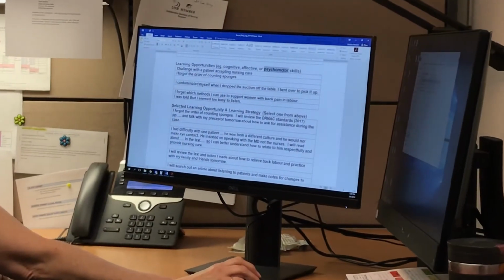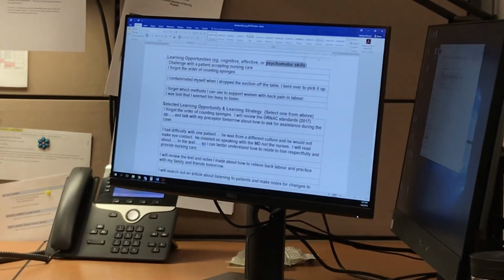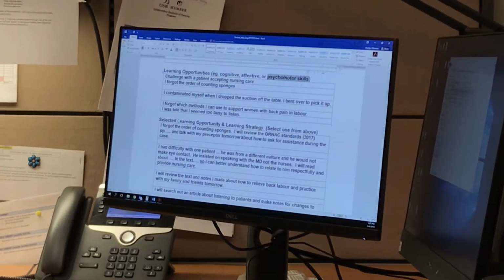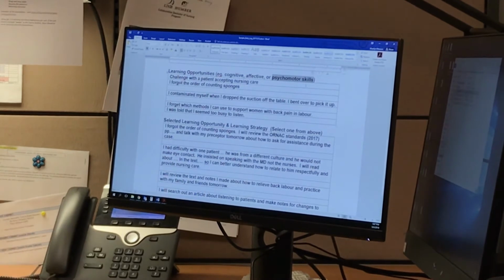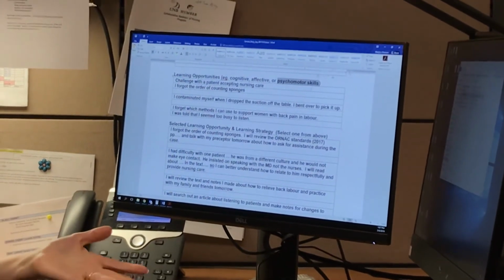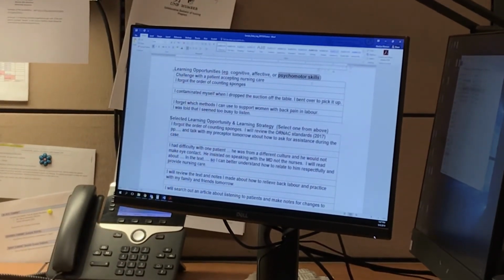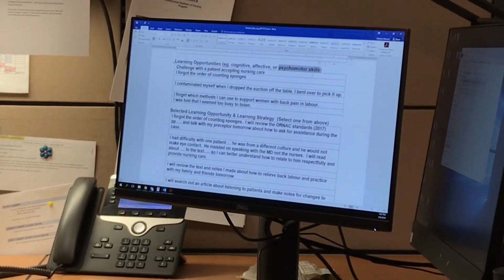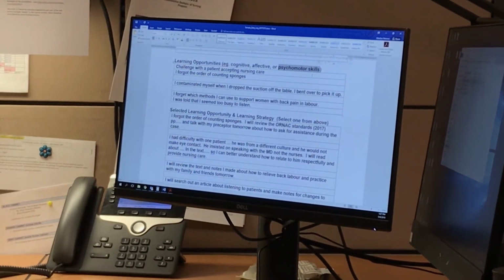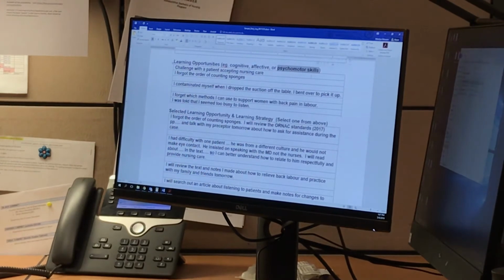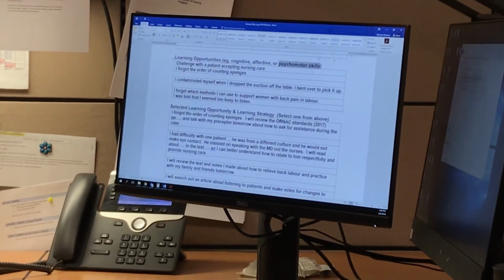Psychomotor skill is also fairly easy. A psychomotor skill could be connecting tubing for the dialysis, or cleaning the dialysis machine, or it could be performing a physical assessment of the respiratory system. Those are psychomotor skills. Now, learning opportunity again means a gap in your skills.